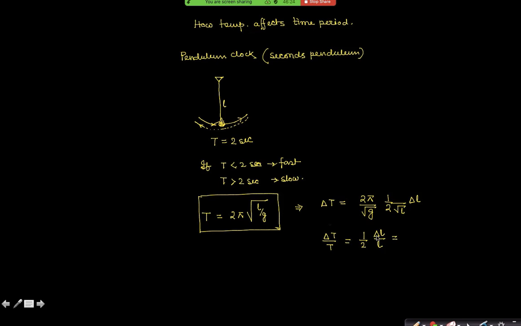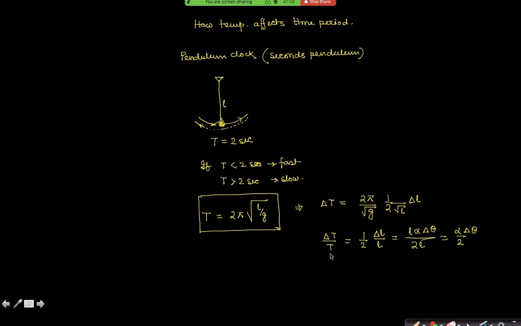What is delta L? Is it L alpha delta theta? Yes, sir. So what did you do, sir? I have just replaced delta L by L alpha delta theta. So it is alpha into delta theta by 2. So delta T by T is the fractional change in the time period. If you multiply it with 100, you will find the percentage change in time period.